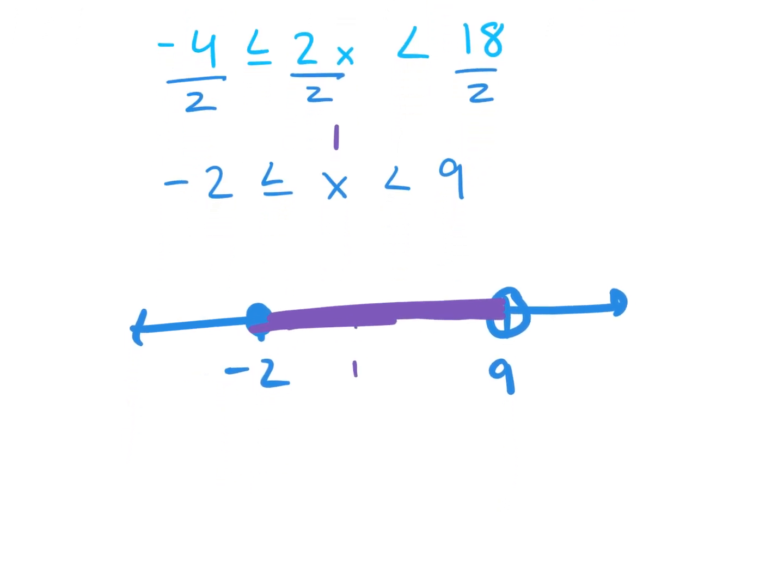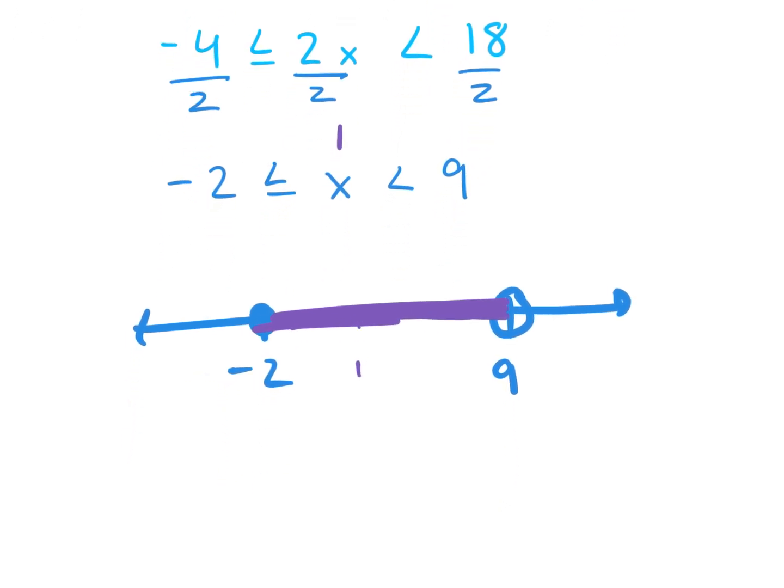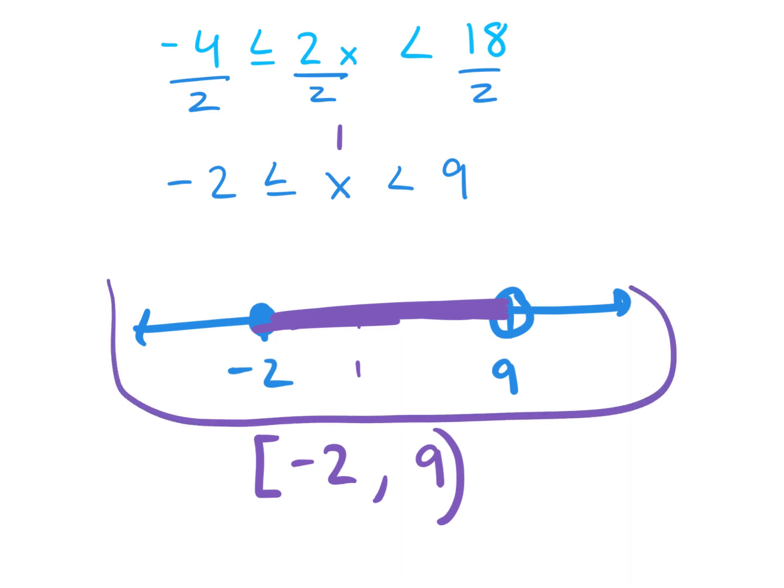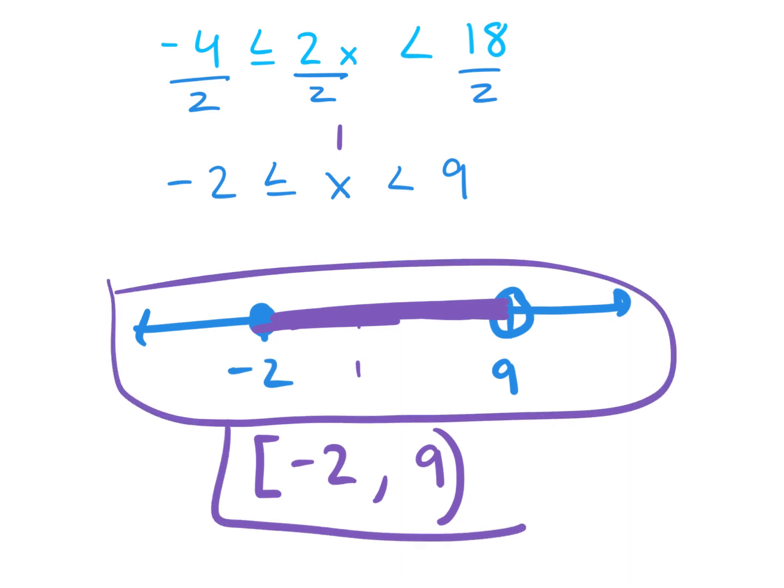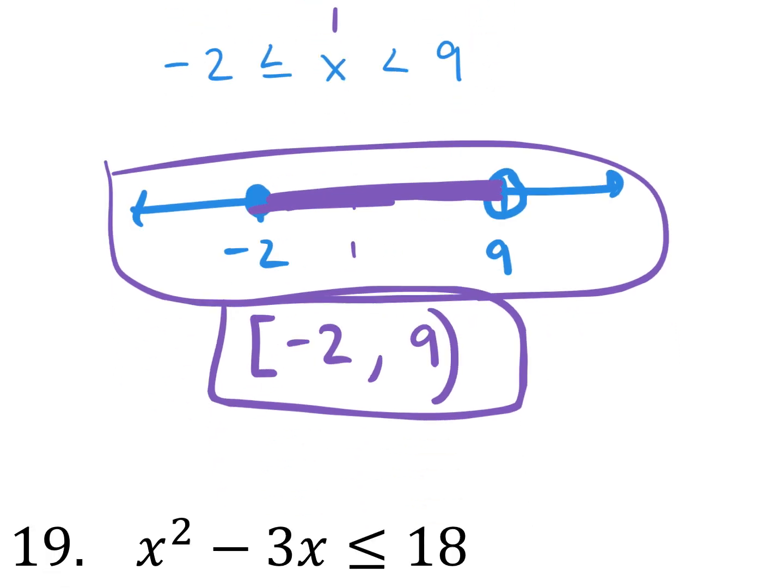Now let's write our interval notation. Where does our graph start? Negative 2. Does it get a parentheses or bracket? Bracket, because it's a closed circle at negative 2. Where does our graph end? 9. Does 9 get a parentheses or bracket? Parentheses, because it's an open circle at 9. So this is our graph and our interval notation. These are the 2 parts to your answer.